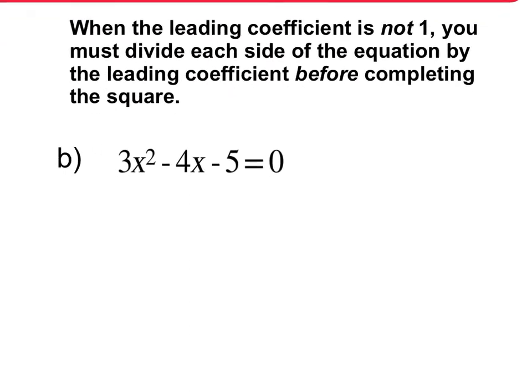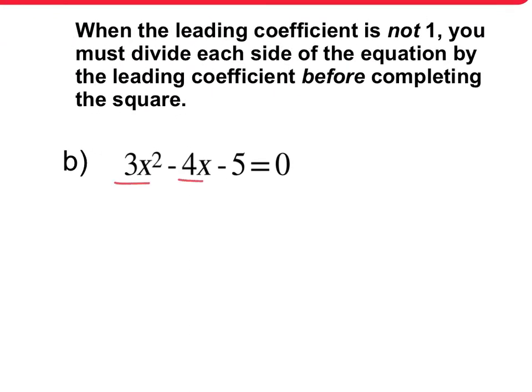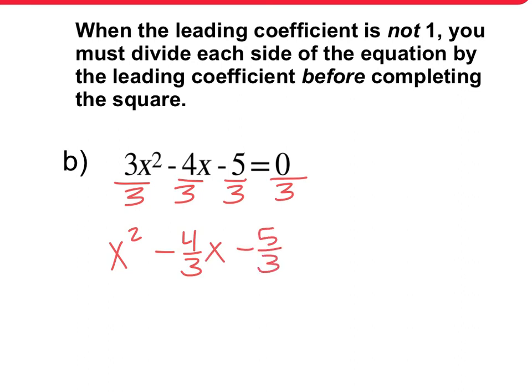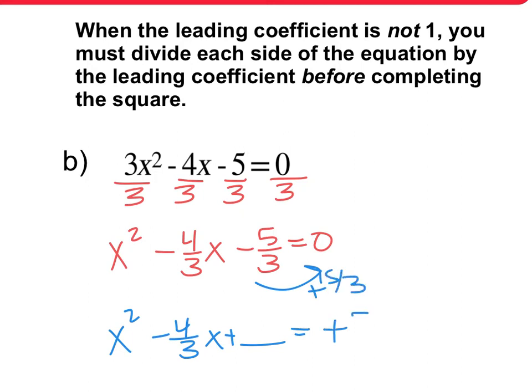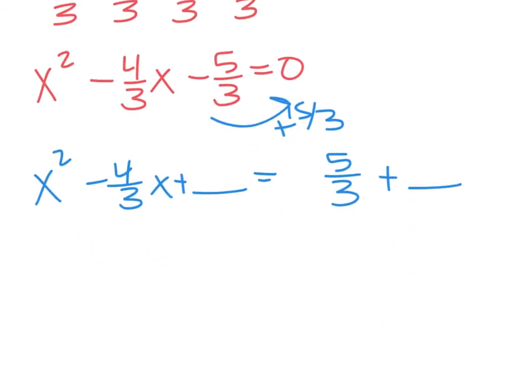Now, letter B, we have a coefficient that is not 1, so we need to divide everything by 3 first. And even if you get fractions, that's okay. We have to divide by 3. So we get x squared minus 4 thirds x minus 5 thirds equals 0. I'm going to add that 5 thirds over to the other side. So we get x squared minus 4 over 3x plus blank equals 5 thirds plus blank.